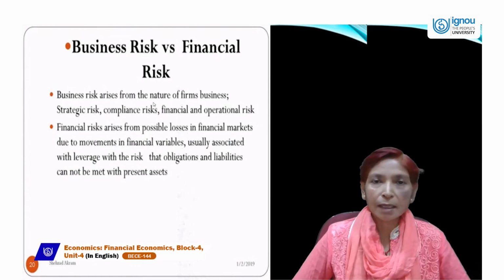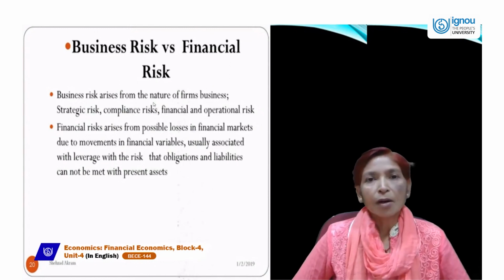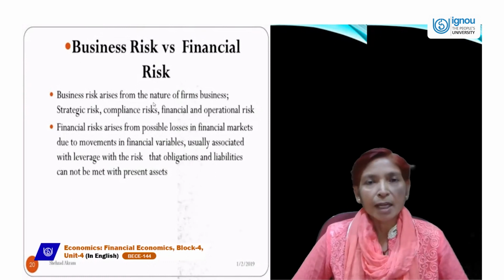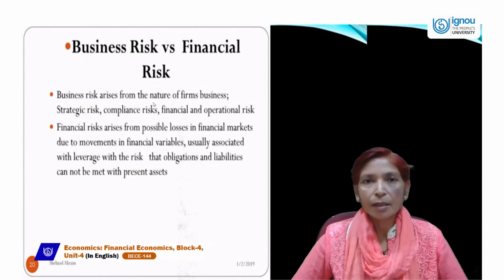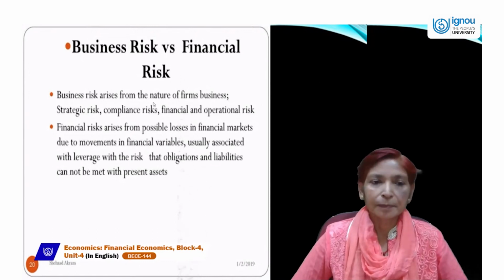If the financial market is bearing losses, then no one will be interested to invest their money in financial markets. And if any business or corporate sector is bearing losses, then no one is interested to invest their money in their securities like shares, bonds, debentures, etc. So financial risk arises from possible losses in financial markets due to movement in financial variables.